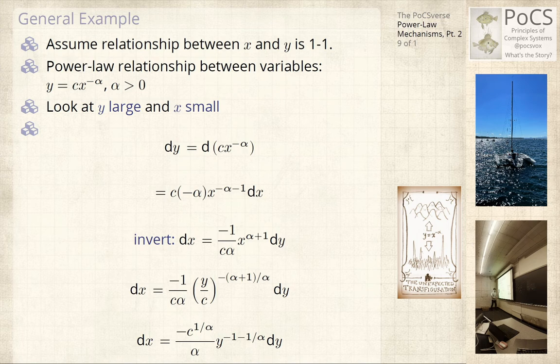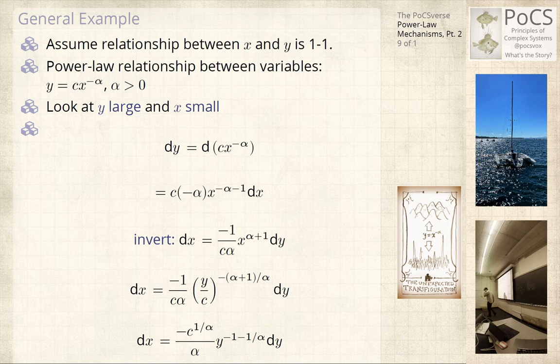Okay, so that was a bit of a big mess, but it means that we get dx is some blob, and then there's y to the minus 1 minus 1 over alpha. I could probably write that as, that's really going to be the big deal here. There's a 1 plus 1 over alpha, right? So this is a bit different. It's less than 1. Alpha is greater than 0.